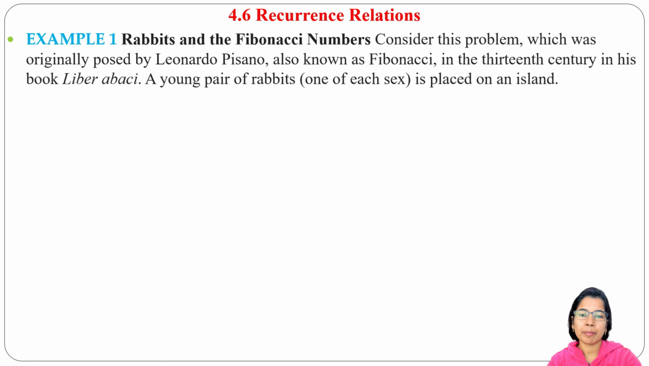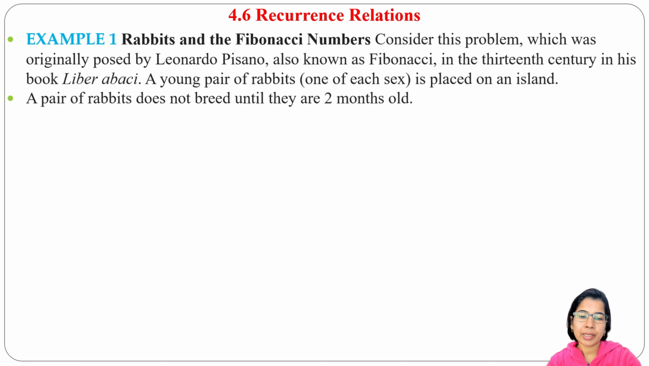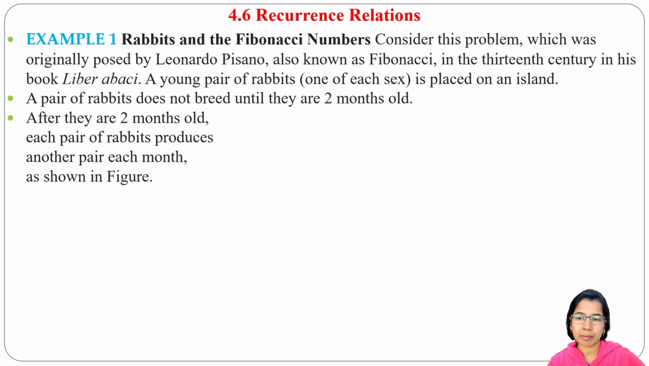Example 1, rabbits and the Fibonacci number. Consider this problem, which was originally posed by Leonardo Fibonacci in the 13th century in his book Liber Abaci. A young pair of rabbits, one of each sex, meaning one is male and another is female, is placed on an island. A pair of rabbits does not breed until they are 2 months old. After 2 months, meaning from the 3rd month, they can breed, they can have their child.